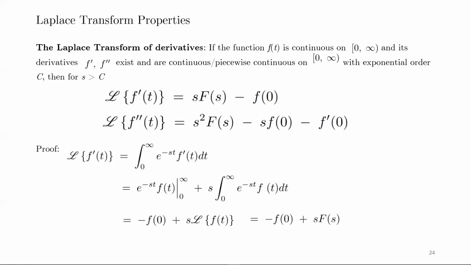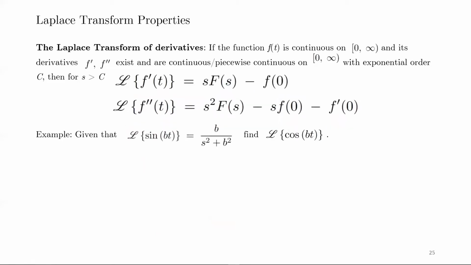But let's look now at an example. We're going to look at a couple of examples, but firstly we're going to look at the Laplace transform of sine of bt. We know that is equal to b over s squared plus b squared. Given that we know this, we're asked to find the Laplace transform of cosine of bt. Well, how can we do that?